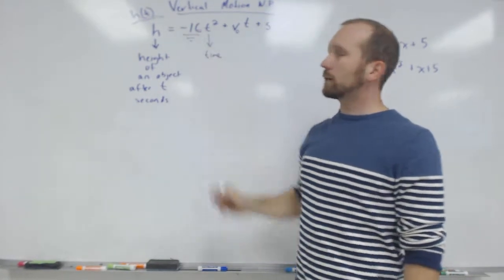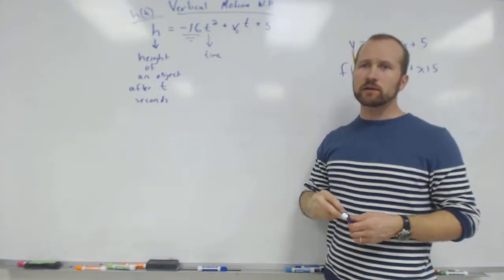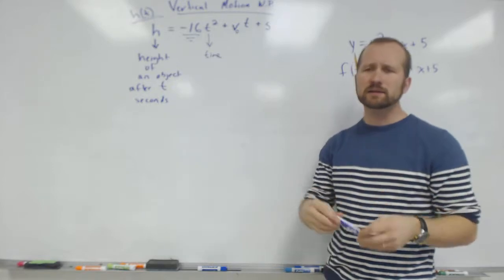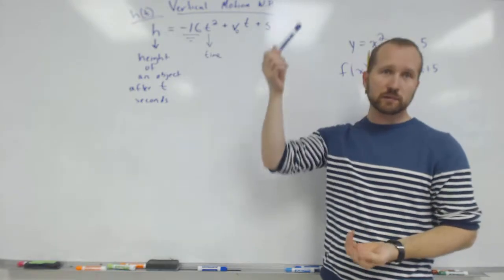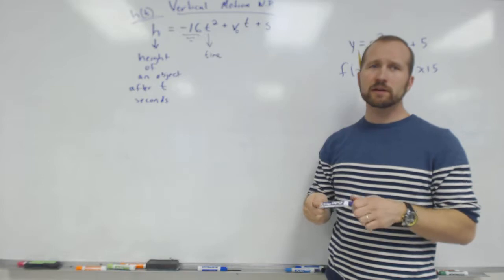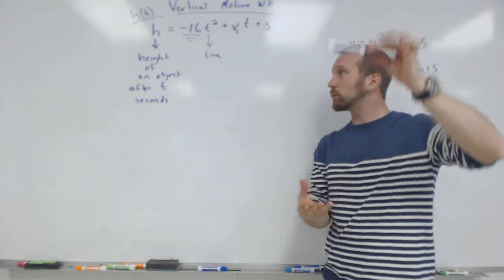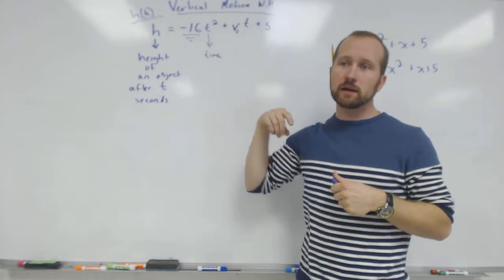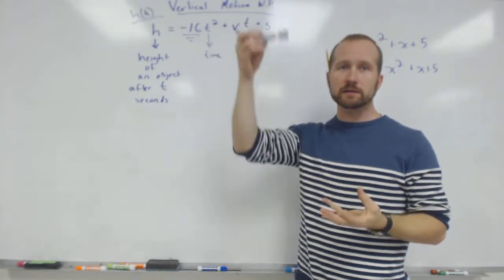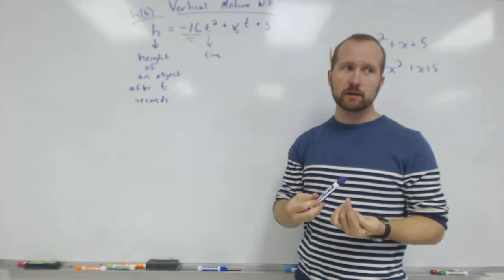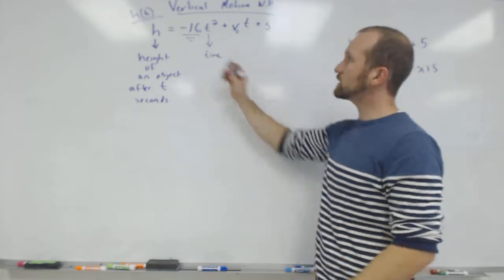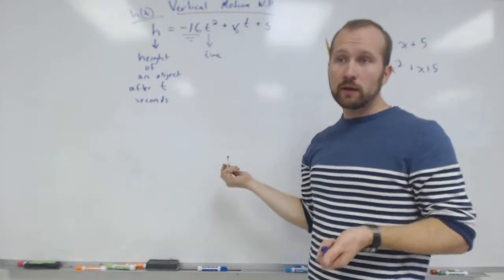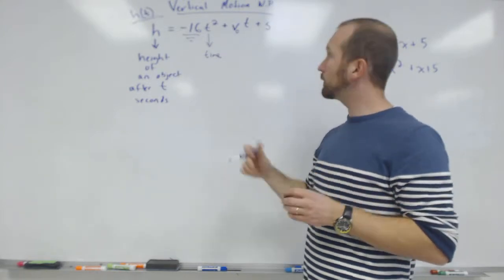-16 is basically the coefficient of gravity, right? The reason that objects go up and fall down in parabolas is because of gravity. Gravity is a force of acceleration that's pulling on an object, and this number is basically just telling us how much force gravity has on a given object. So this is related to gravity. With a -16, it doesn't change as long as we're on Earth. It could change if you went to another planet.